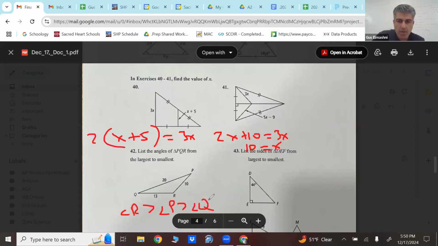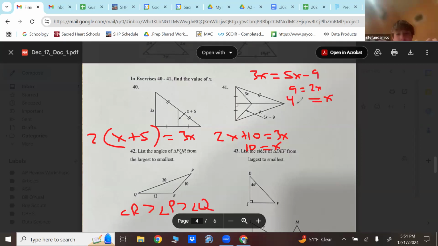But for 41, see how these are the same. So 3X. So X is 4.5. Yeah, I think that's right. And these have to be the same because you got these congruent triangles here. So yeah.